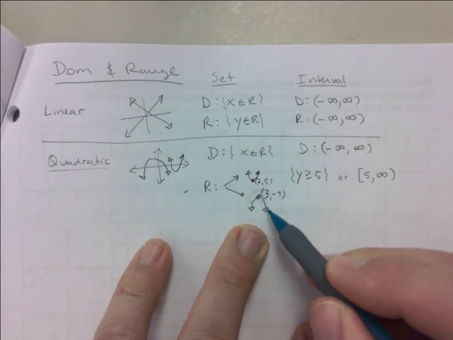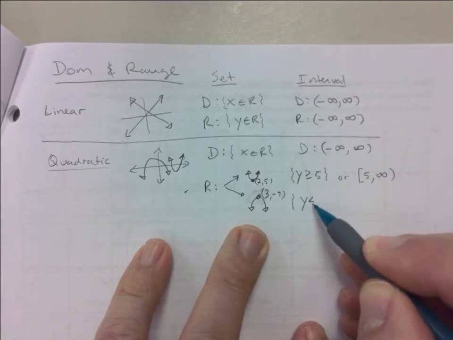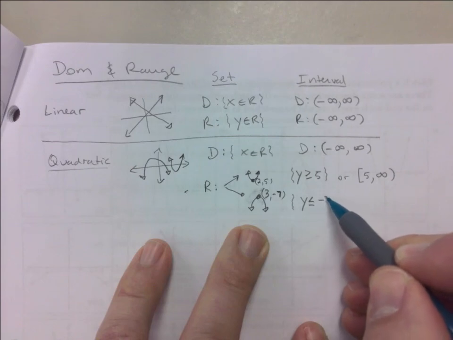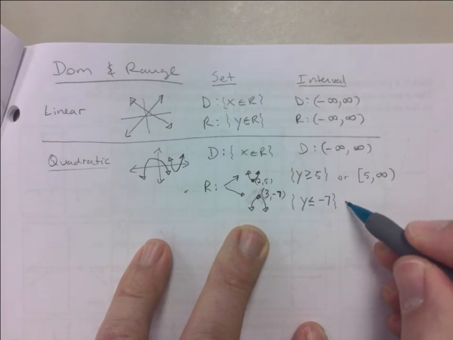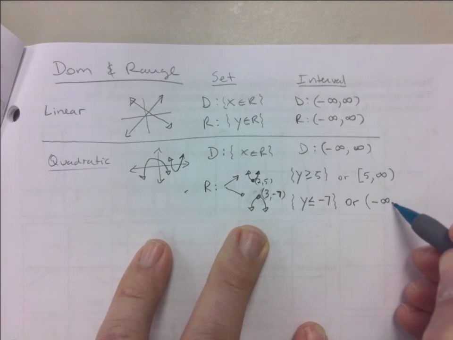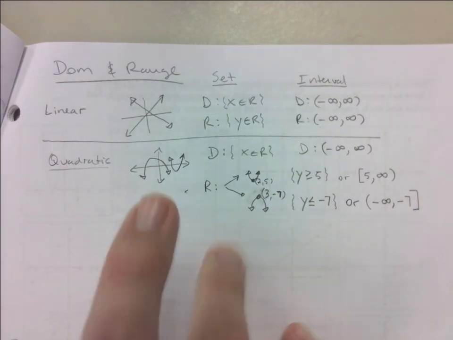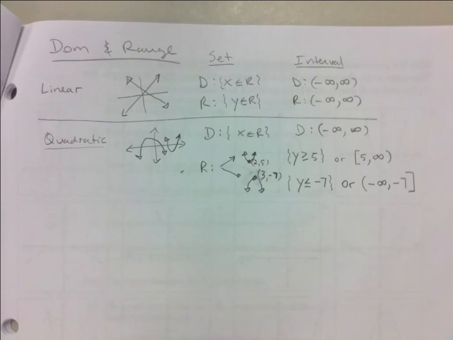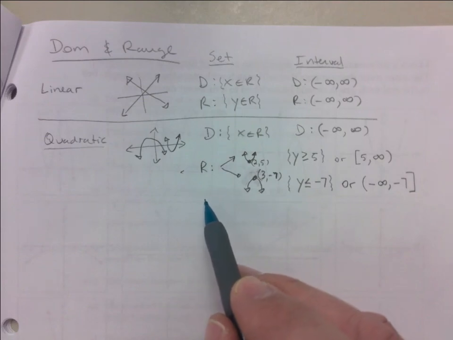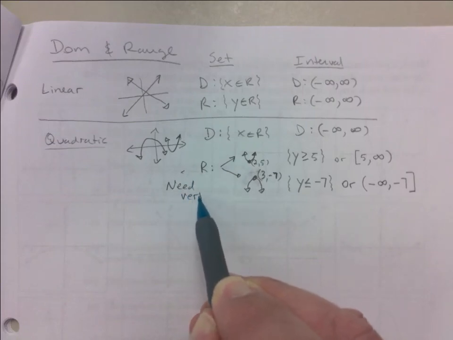If the curve is pointing down, leading coefficient is negative, we say that y is less than or equal to whatever the y value of the vertex is. In this case, it's -7. Or we would go from -infinity all the way up to -7 in this case. It's like the highest point you ever reach. So for range, you need the vertex. So make sure you write down need vertex for this one.